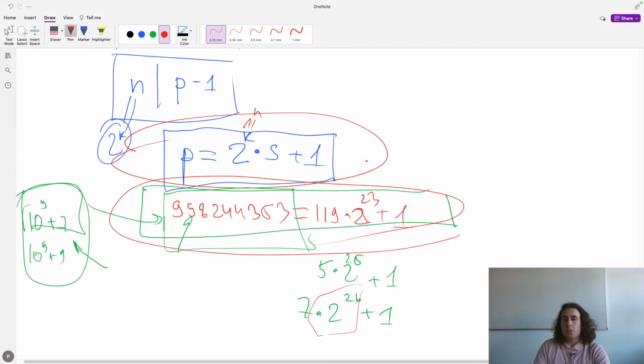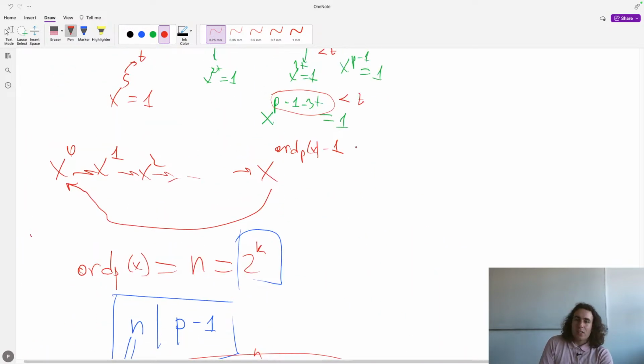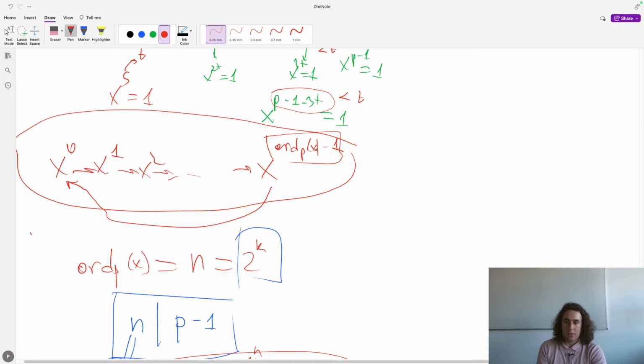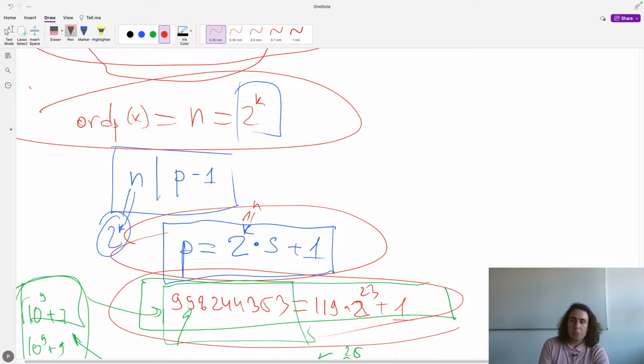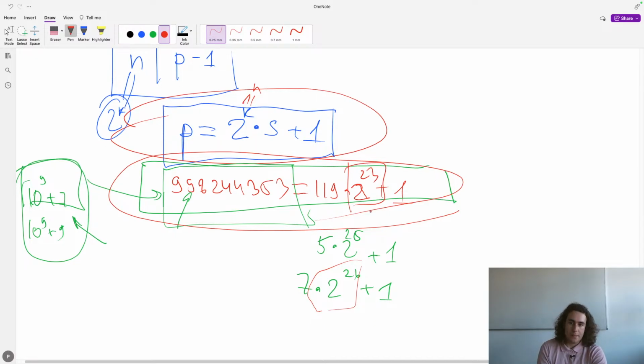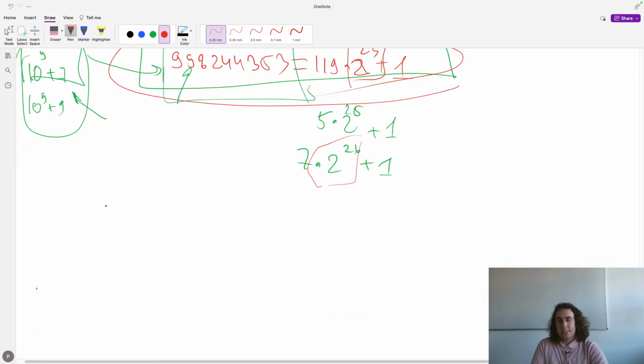Okay, so as I said, we need something like this, right? Every number cycles around with a period equal to the order of this number. And we need to find a number whose order is 2 to the k. So in this case, the largest possible power of 2 that divides p minus 1. Let's say that big N is a power of 2, the largest one that divides p minus 1.